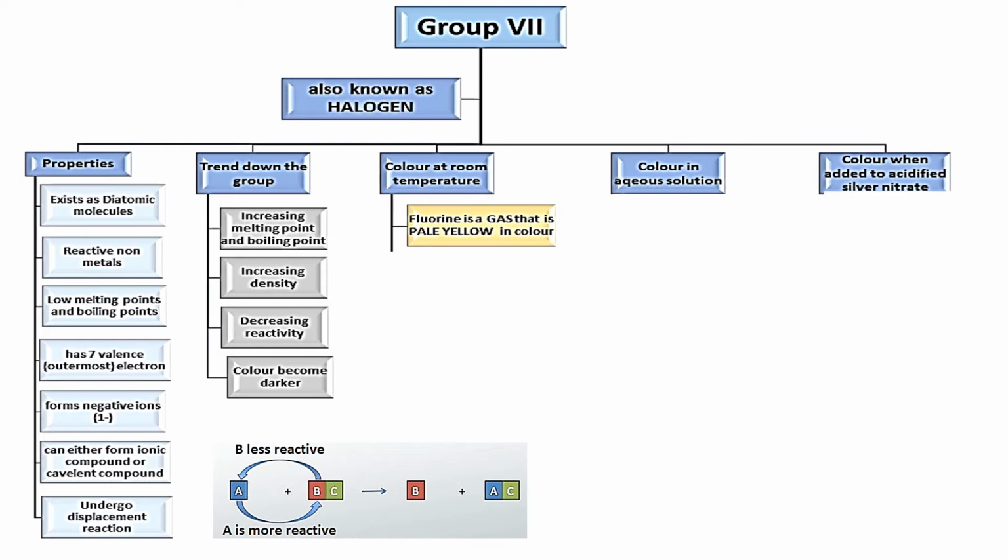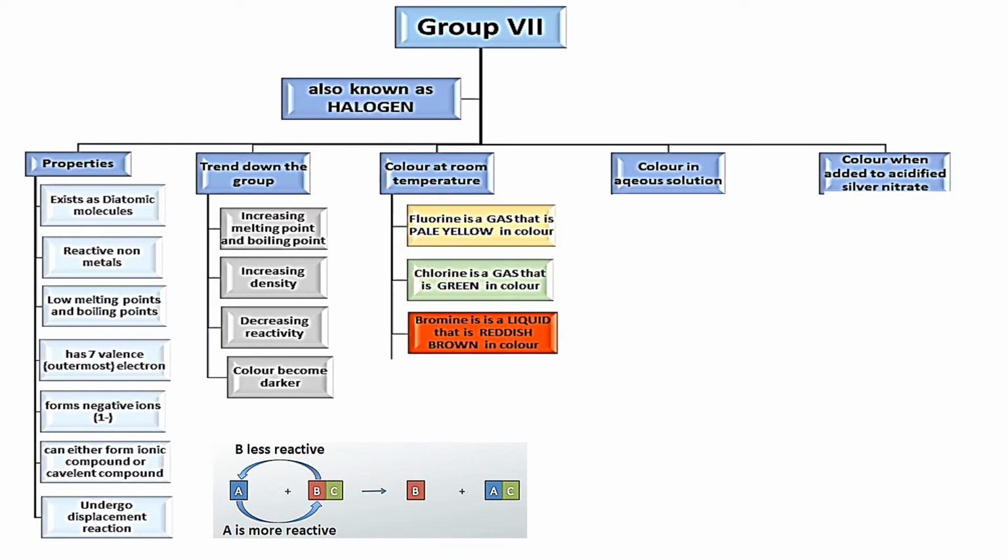So at room temperature, fluorine is a gas. The state of matter of fluorine is a gas, and it has a light color which is a pale yellow. Under fluorine is chlorine. It has a yellowish green color, and it is also a gas. Whereas for bromine, it is a liquid that is reddish brown in color. Whereas iodine, it is black in color and it is solid at room temperature.